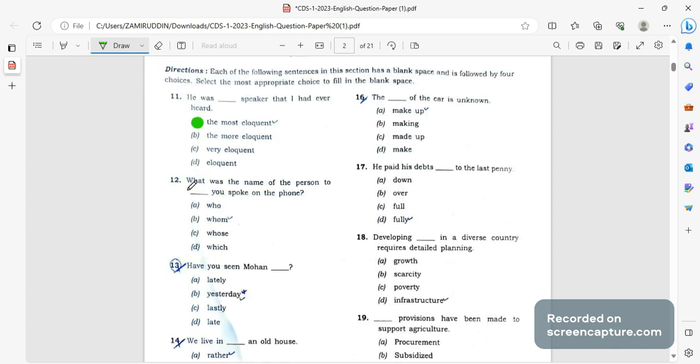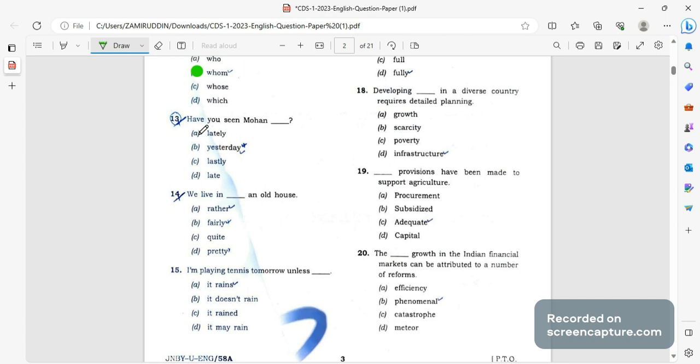What was the name of the person to whom you spoke on the phone? To whom will be the answer. Who won't be, whose won't be, which won't be. English is such a language that when you read the sentence, you'll get to know what answer might be the correct one. Have you seen Mohan lately? Lately will be the right answer.